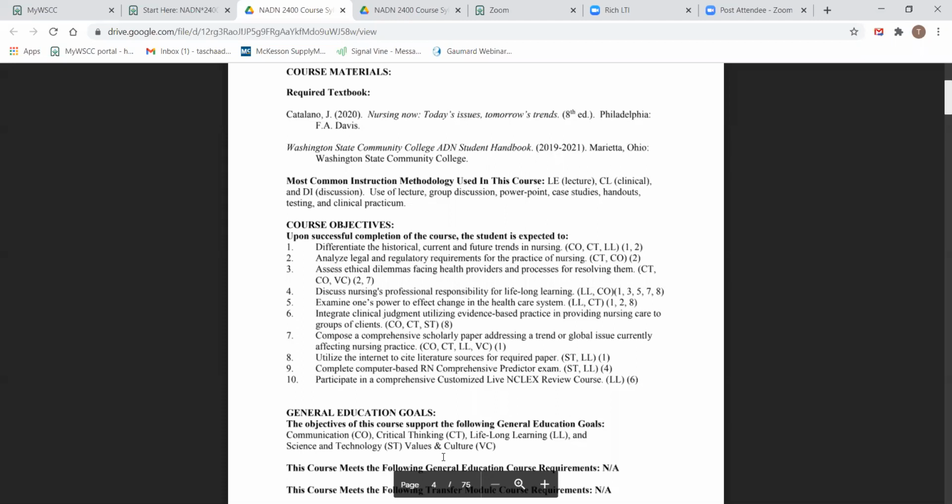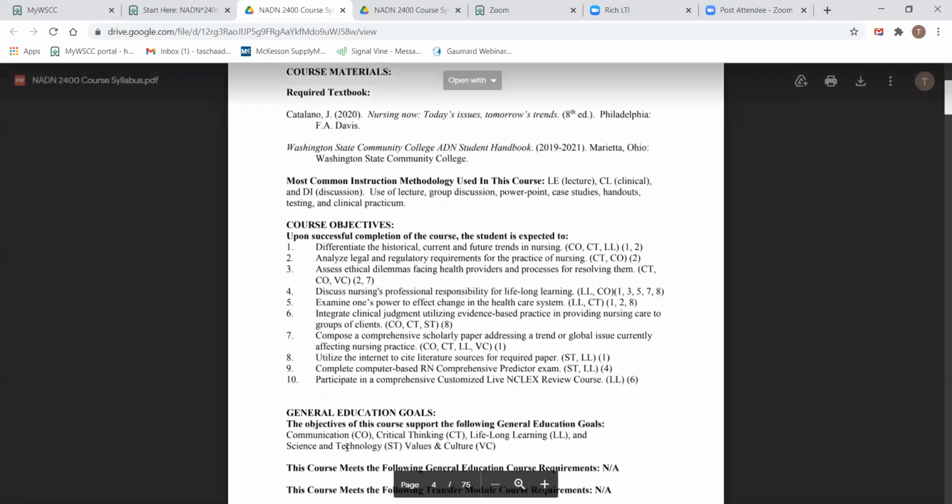What that means by being customized is ATI uses the very first comprehensive predictor that you will take, which will be right after spring break, and they will customize the course which they provide, which we have at the end of the course. So we're talking about some details here.